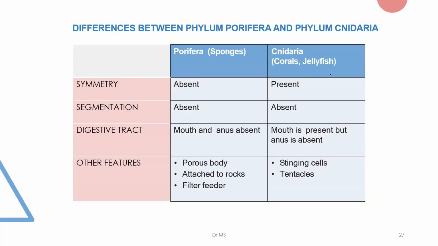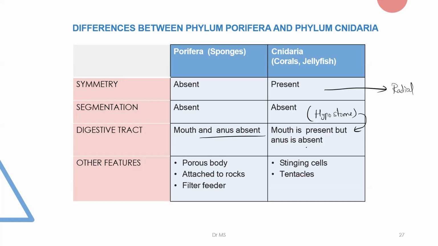Difference between Porifera and Cnidaria. Porifera, symmetry is absent. Cnidaria, symmetry is present. What kind of symmetry do we see? Radial symmetry. Yeah, it's a radial symmetry. Segmentation is absent in both. Digestive system: there is no mouth and anus, whereas here the mouth is present, but the anus is absent. Can you name the opening of the mouth? We call it the hypostome. Okay, so remember, the mouth is present, but the anus is absent.